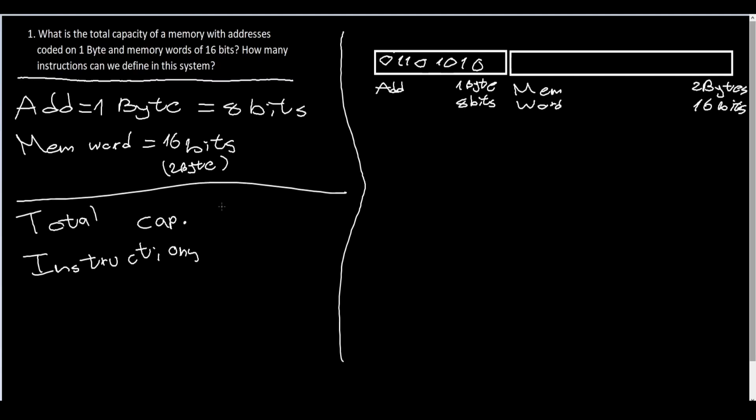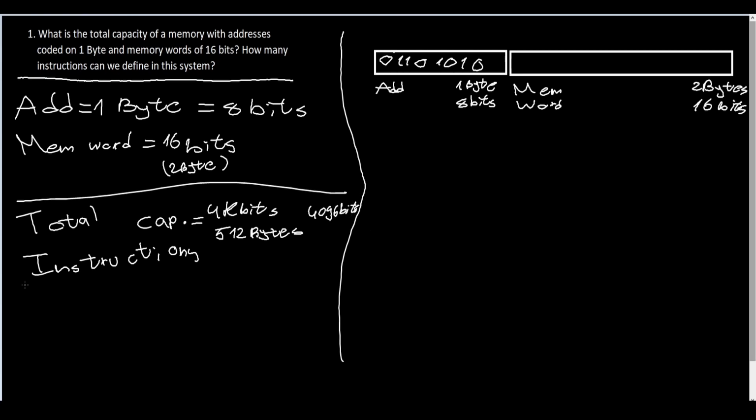So now we have the total capacity, right? It's equal to 4 kilobits, or 512 bytes, or 4,096 bits.